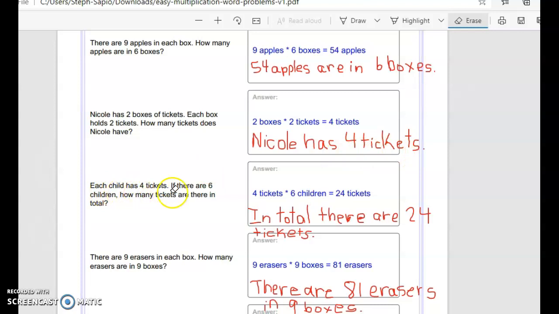Same here. 4 times 6 equals 24 tickets. In total, there are 24 tickets. And there are 9 erasers in each box. How many erasers are in 9 boxes? You're going to say 9 times 9. So erasers times boxes. 9 times 9 equals 81 erasers. There are 81 erasers in 9 boxes.